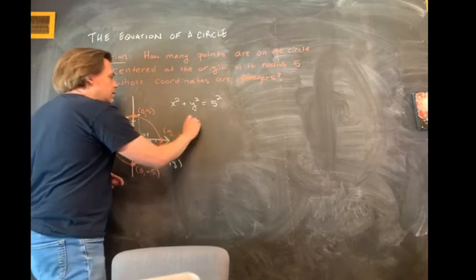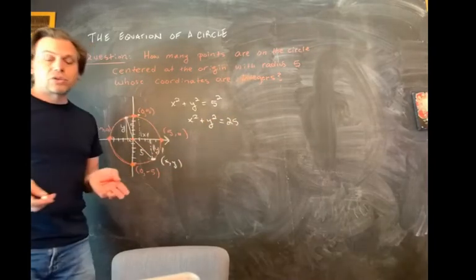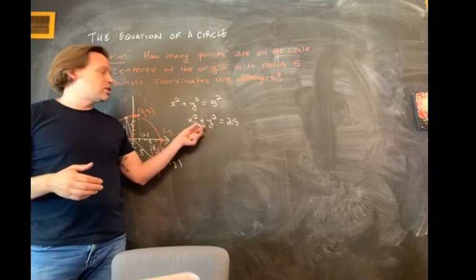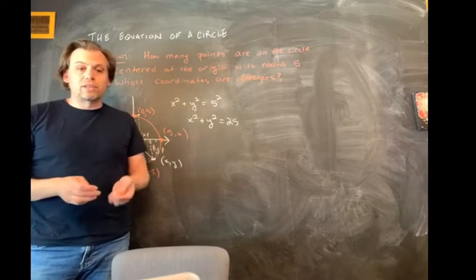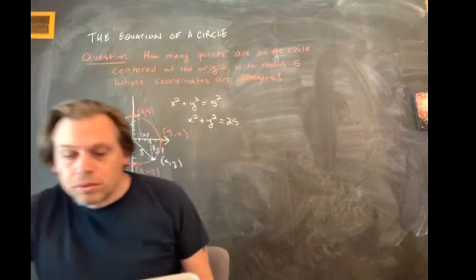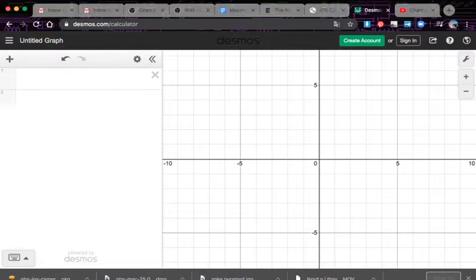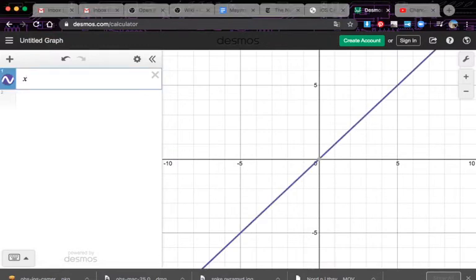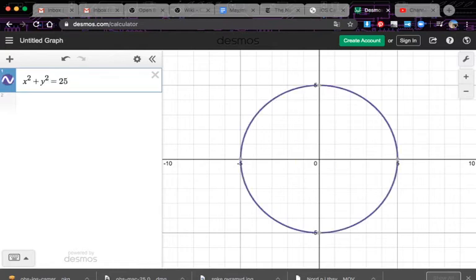Another way to write this? Well, if that's true, then I should be able to just put that equation in and I could graph the equation. So I'm going to go to Desmos. Switch to Desmos here. I'm going to type that equation in. X squared plus y squared equals 5 squared, or 25. And there's my circle.